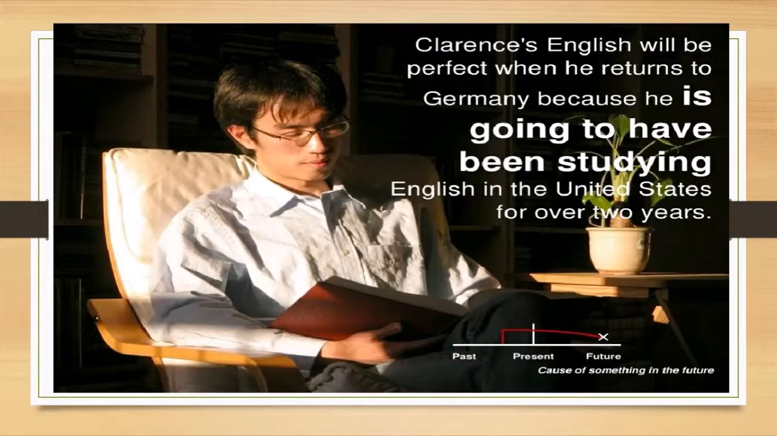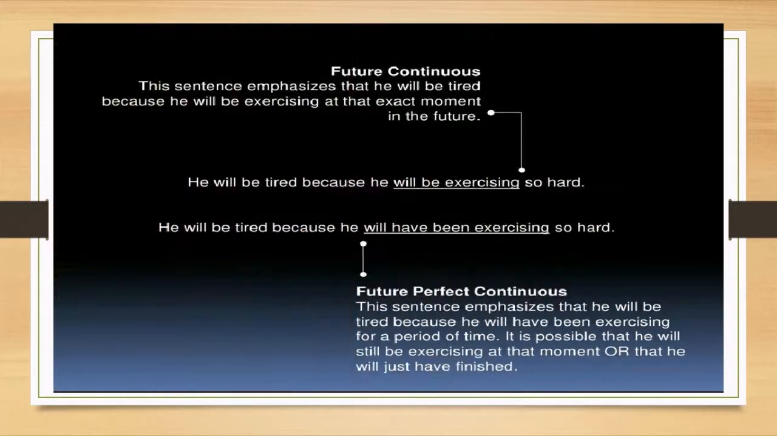Now, Clarence's English will be perfect when he returns to Germany because he is going to have been studying English in the United States for over 2 years. Now, future continuous: this sentence emphasizes that he will be tired because he will be exercising at that exact moment in the future. In the next sentence, he will be tired because he will be exercising so hard. And the next sentence: he will be tired because he will have been exercising so hard.